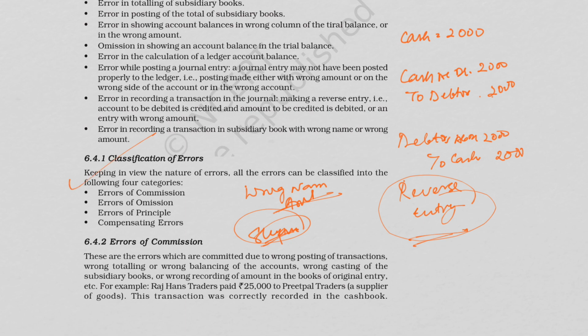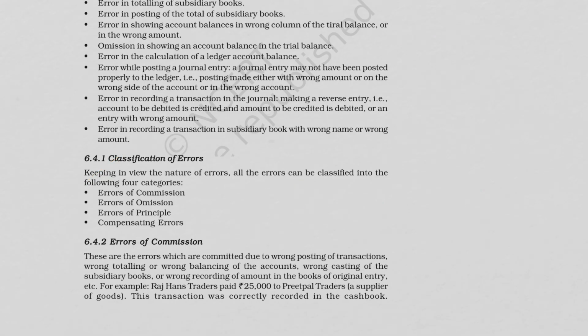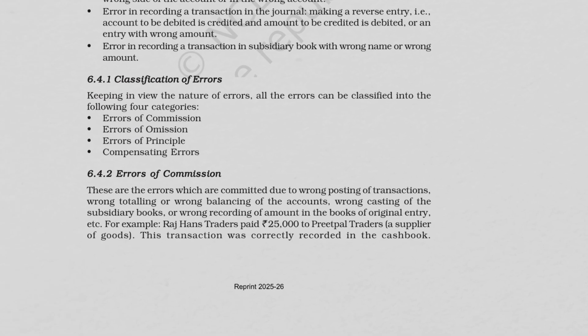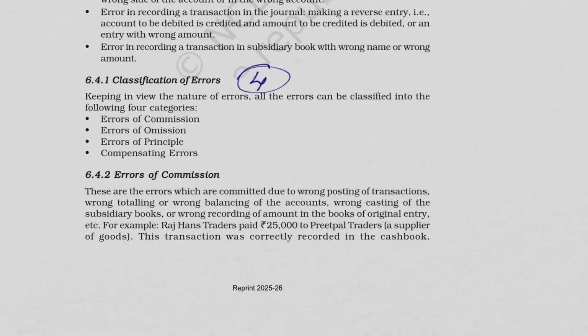Next, we have classification of errors. Accounting errors are basically classified into four categories. We have error of commission, error of omission, errors of principle, as well as compensating errors. We'll study each of them in detail.